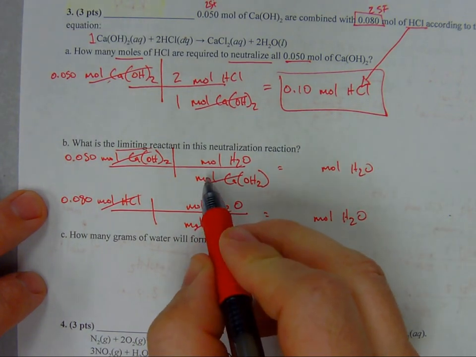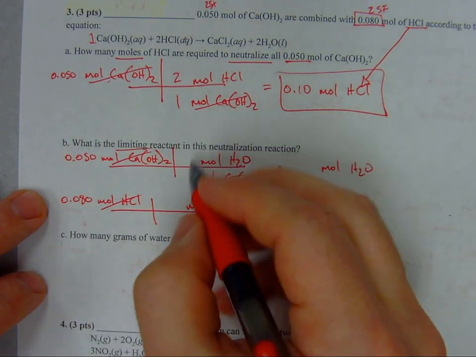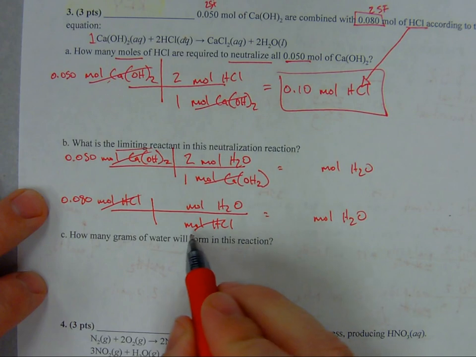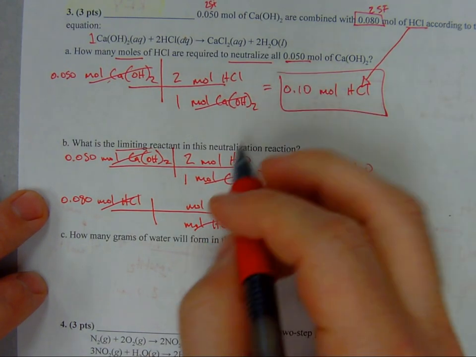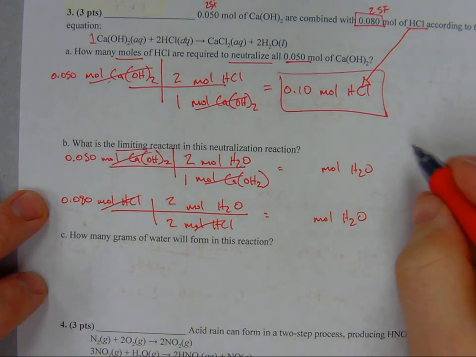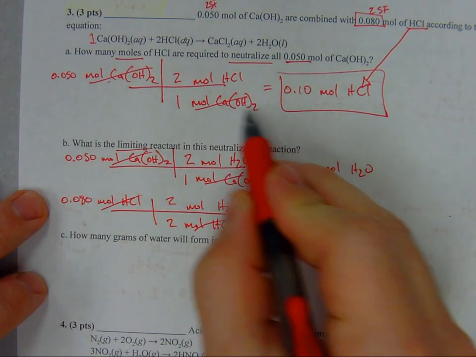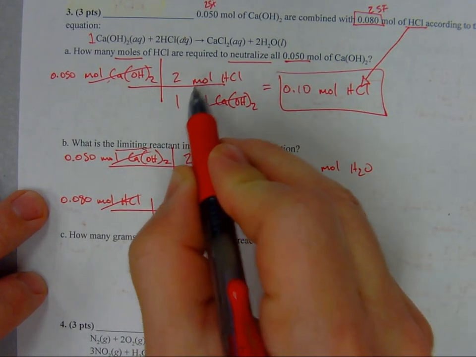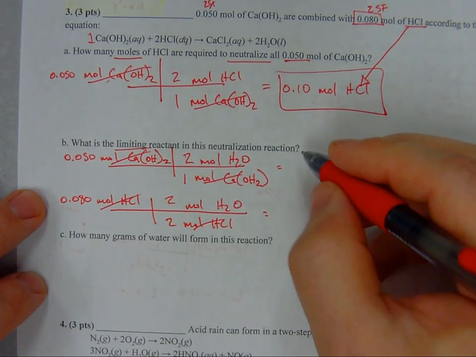So the mole ratio for calcium hydroxide to water is 1 to 2. Mole ratio of HCl to water is 2 to 2. And let's do some calculations here. Now, if you notice, this is actually the same calculation. This first calculation is the exact same thing I did in part A. I'm just doing this for completeness sake.